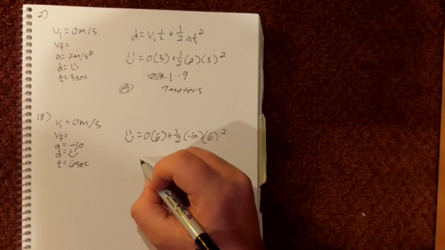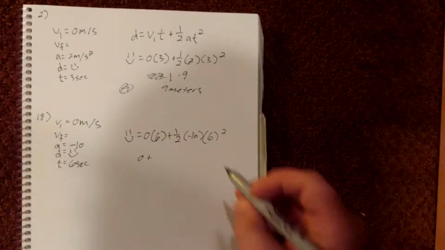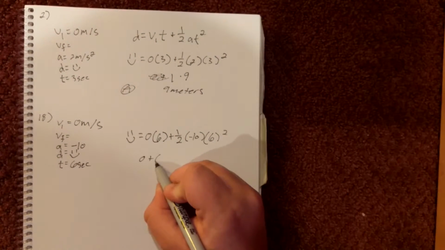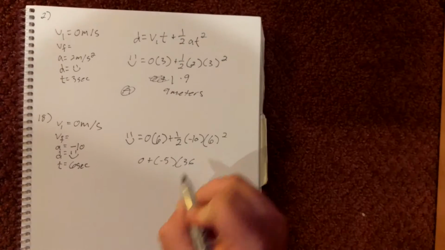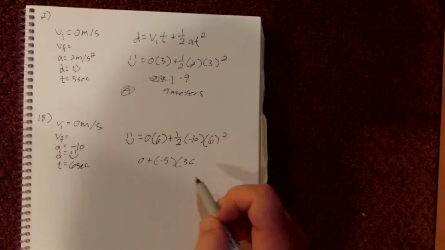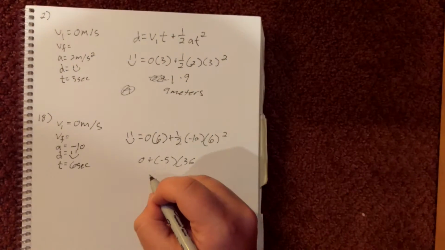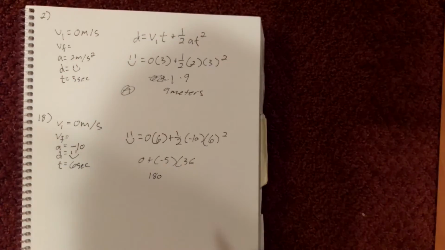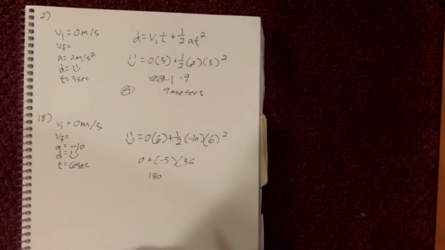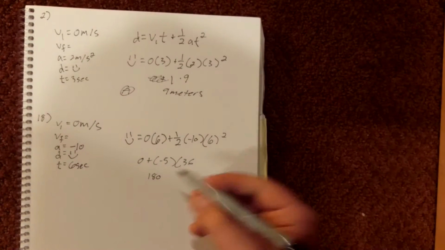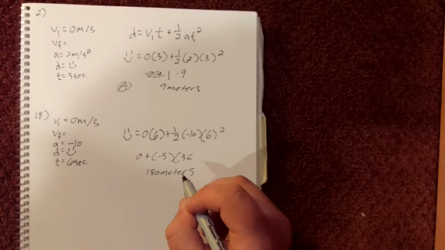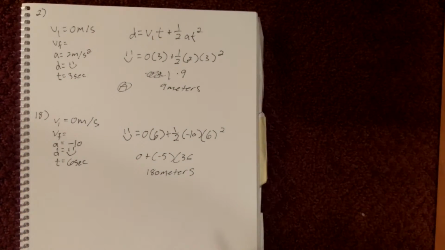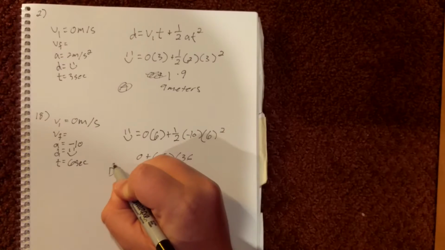0 times 6 is 0, plus 1/2 of -10, which is -5, times 6 squared, which is 36. And then you just multiply -5 and 36, which equals 180. It's not negative because you can't move a negative distance, so this is why it's positive. So you get 180 meters, which would be answer D for question 18.